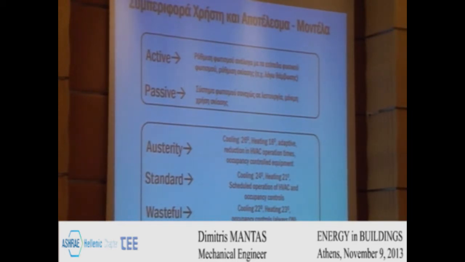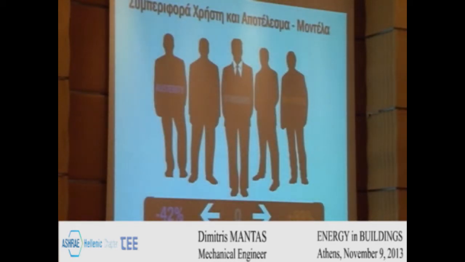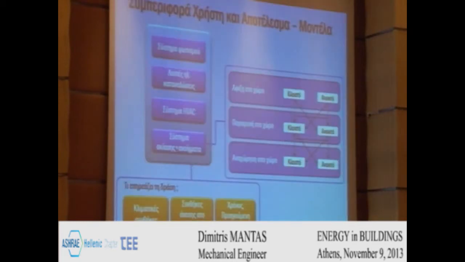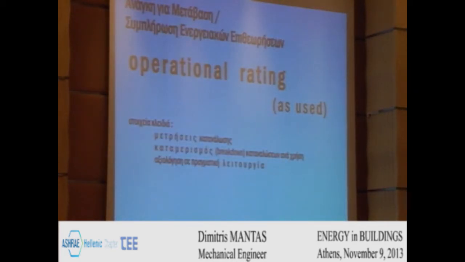The same has been done in a simulation study, and we see that starting from the standard 0, we can go up to plus 89% if the users are wasteful and not interested in how they impact the building, or else we can go down to minus 42% if the occupant is stricter, better, and has austerity in mind. These are presentations of research results. This does not mean that in any building the wasteful user will give a higher consumption by 89%.